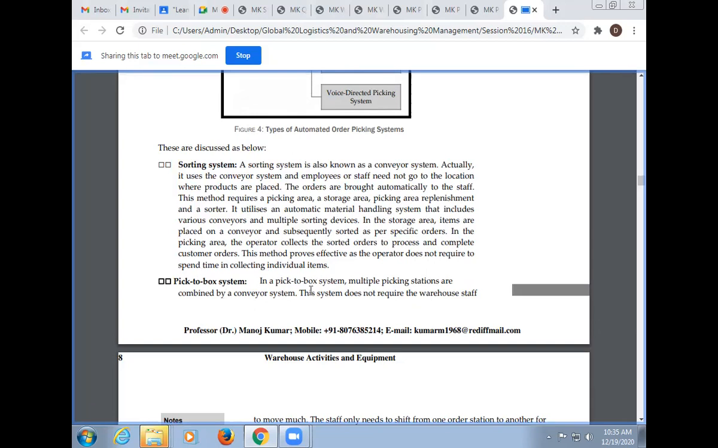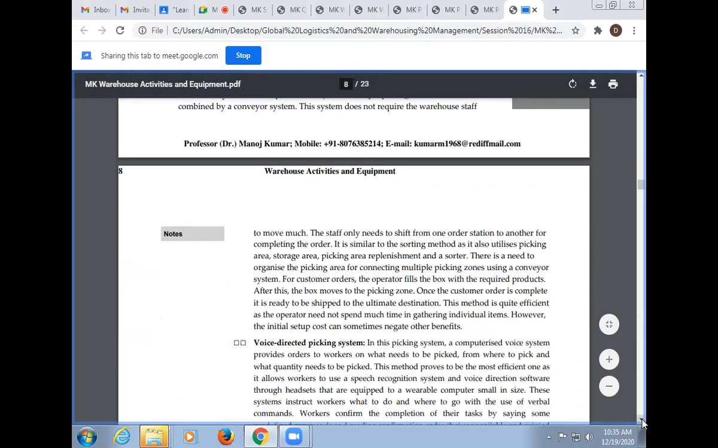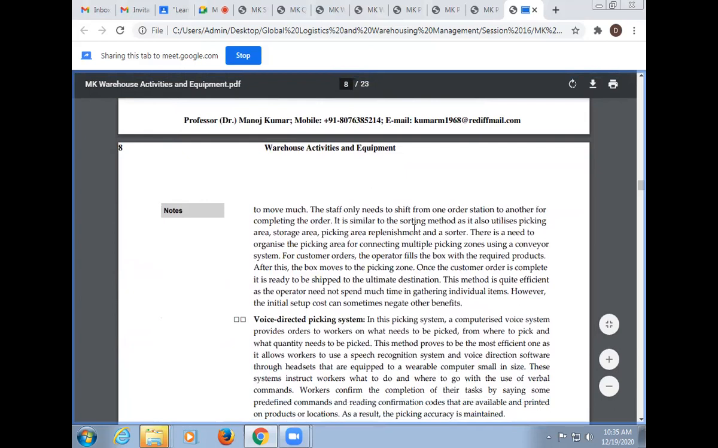Pick-to-box system. In a pick-to-box system, multiple picking stations are combined by a conveyor system. This system does not require the warehouse staff to move much. The staff only needs to shift from one order station to another for completing the order. It is similar to the sorting method as it also utilizes a picking area, storing area, replacement, and a sorter. There is a need to organize a picking area for connecting multiple picking zones using a conveyor system.